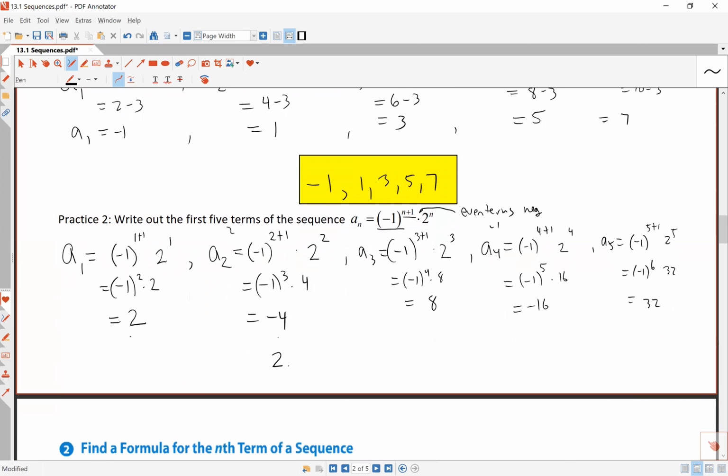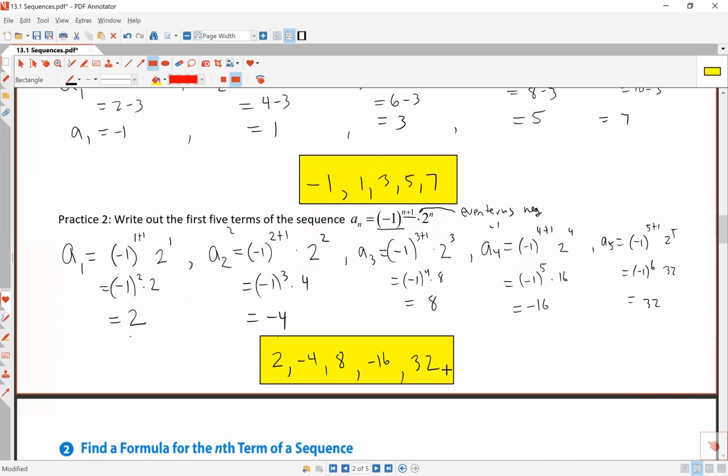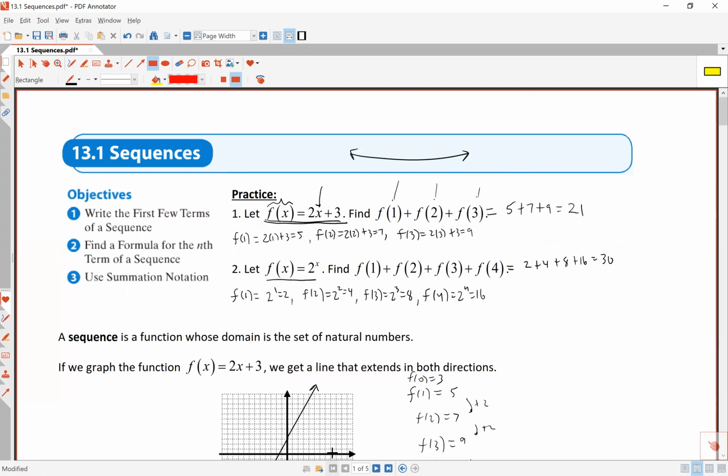And so the terms of this sequence are 2, negative 4, 8, negative 16, and 32 to give us the first 5 terms of that sequence, and again, we'd call that an alternating sequence because of the alternating signs, and those would then be the exponential or the powers of 2, 2 squared, 2 cubed, 2 to the 4th, and 2 to the 5th. And this concludes the video for section 13.1, sequences. Objective 1, write the first few terms of a sequence.